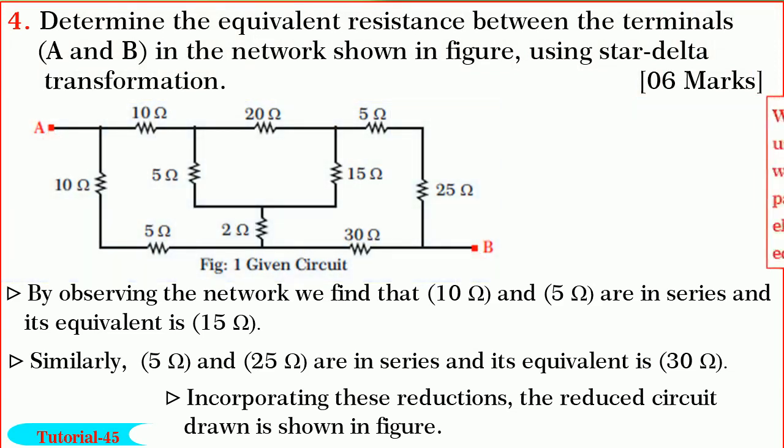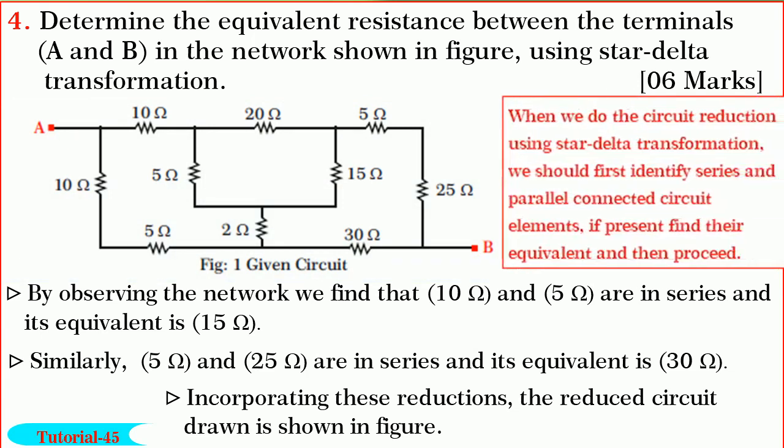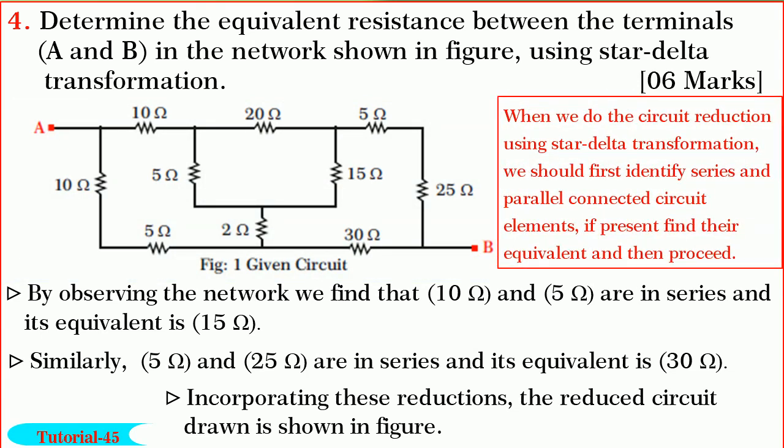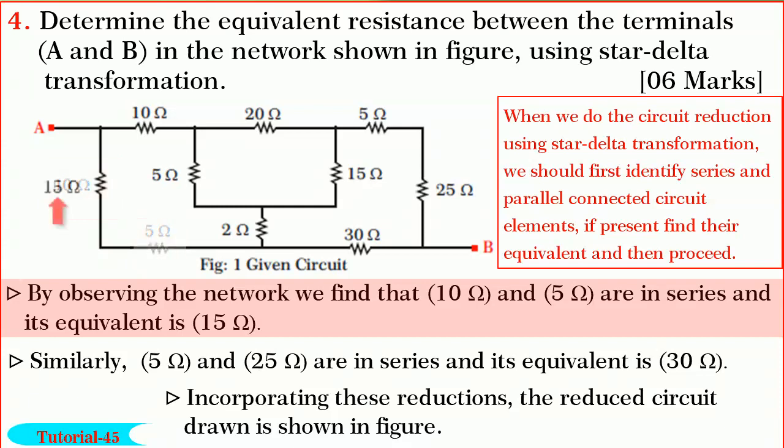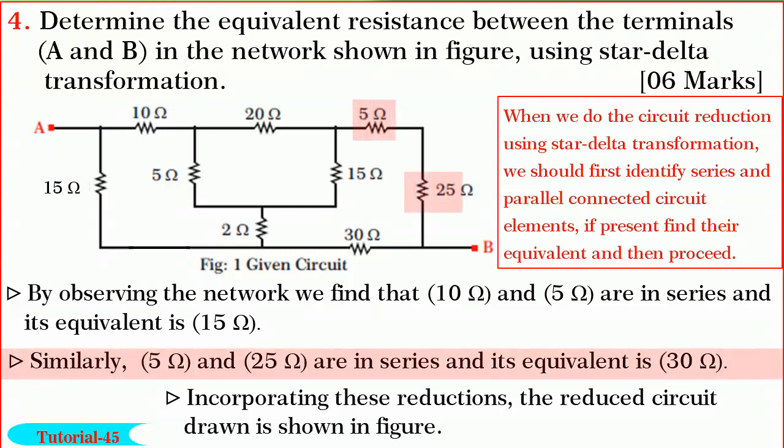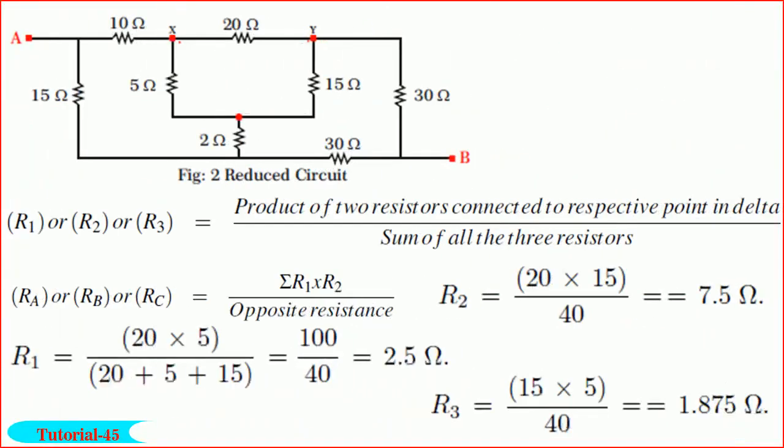When we do the circuit reduction using star delta transformation, we should first identify the series and parallel connected circuit elements. If present, we have to find their equivalent and then proceed. Now, observe the given network. 10 ohm and 5 ohm are in series and their equivalent is 15 ohm as shown. Similarly, 5 ohm and 25 ohm are in series and their equivalent is 30 ohm as shown. Incorporating these reductions, the reduced circuit drawn is shown in figure.